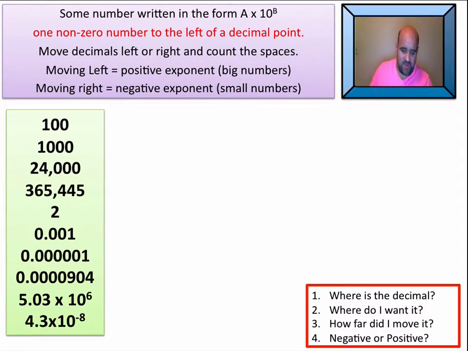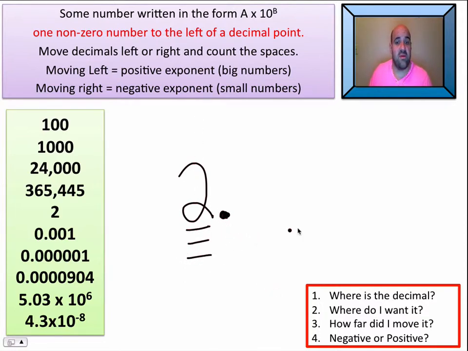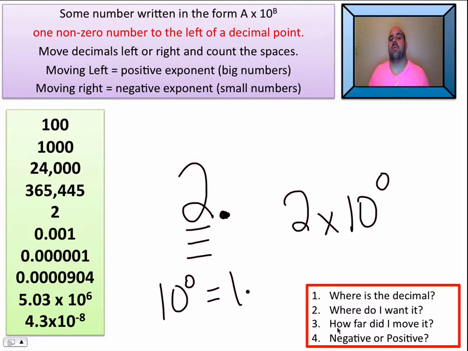And so the next one's a little bit of a trick. I have the number 2. Where is the decimal point? Well, the decimal point's right here. Where do I want the decimal point? Well, I want one non-zero number to the left of it. I have one non-zero number to the left of it. I don't have to move it. So if I wanted to put 2 in scientific notation, I would write it as 2 times 10 to the, how many places did I move the decimal? 0. And that's a simple thing, that 10 to the 0 power equals 1. So this is true in this case. So the number 2 in scientific notation is 2 times 10 to the 0.